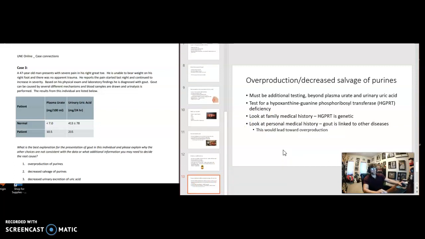So we know it is a decreased clearance and not an overproduction or decreased salvage of purines from the test alone. We need more information before we can say otherwise. We would start by looking at past medical history and personal medical history. Gout often runs in the family, and a previous positive may be an indication of an unfortunate trait passed along. If all negatives, the specific test would be to look for an HGPRT deficiency, which of course is short for hypoxanthine guanine phosphoribosyl transferase. But since we don't have those tests, we can conclude that it is just a decreased clearance.